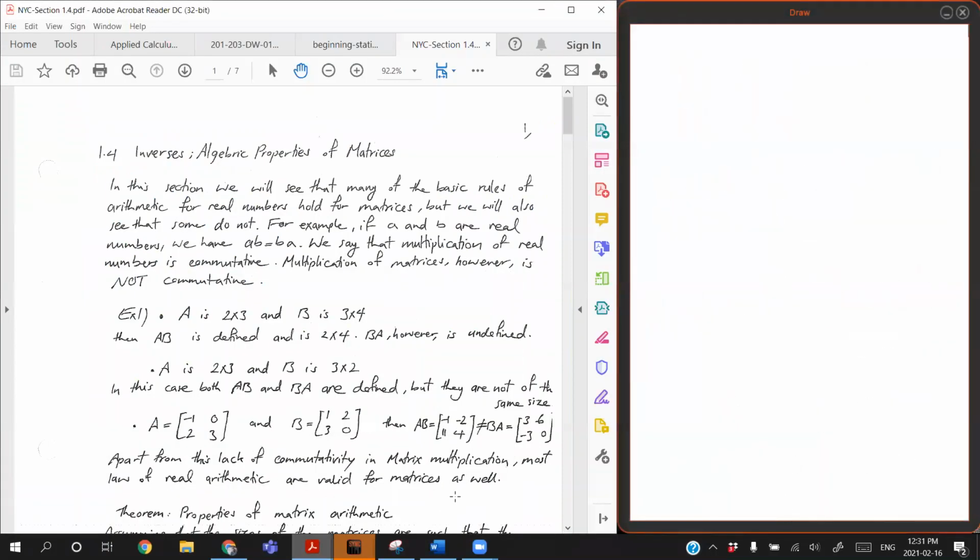1.4. Inverses, algebraic properties of matrices.